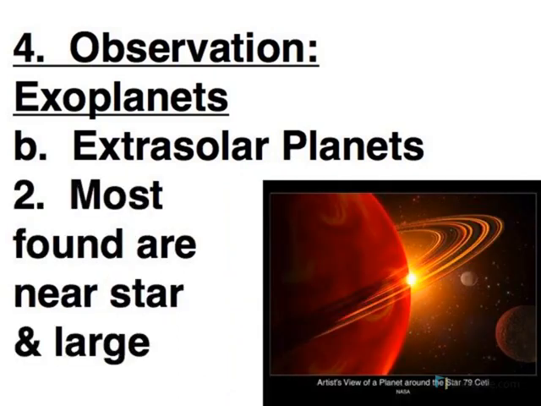This particular technique is kind of biased as far as what kind of planets it most easily finds. It's going to find planets that make the star move the most. And the ones that are going to make the star move the most are going to be close to the star, and they're going to be quite large.